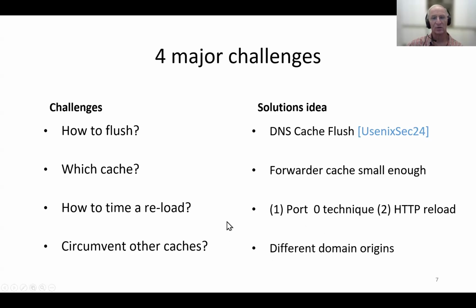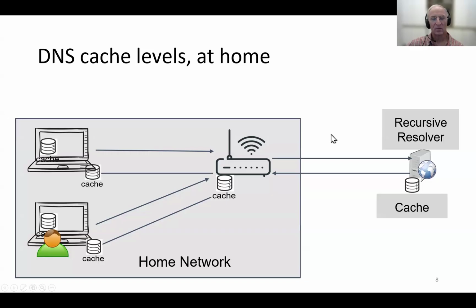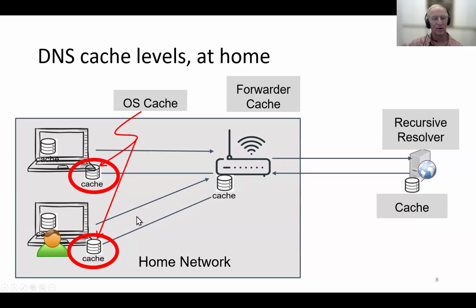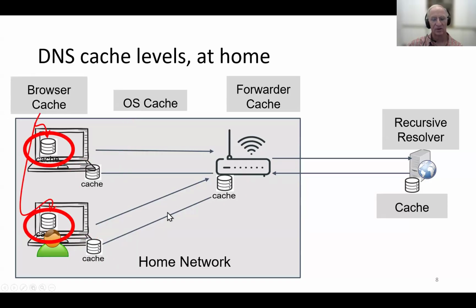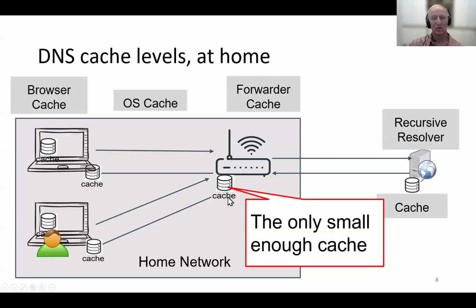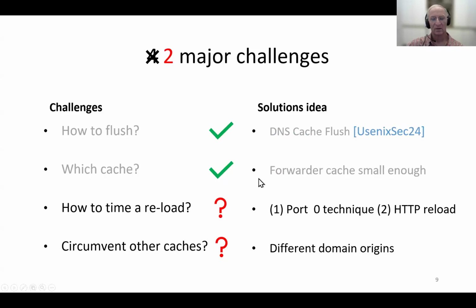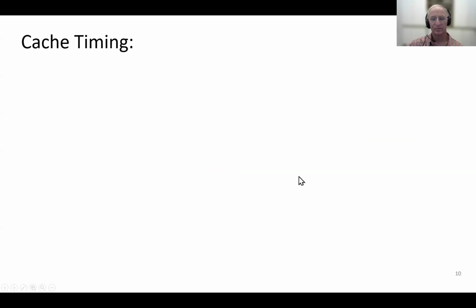We need to make sure they don't get in our way. So, as I told you, we use the DDoS attacks we developed a year ago to flush the forwarder cache. Next, we see that there are several different caches we could use. We could have used the operating system cache or the browser cache. But the forwarder cache is the only one of reasonable size where it's easy for us to mount the attack. Using a larger cache will be much harder to mount the attack. So that's why I use the forwarder cache.